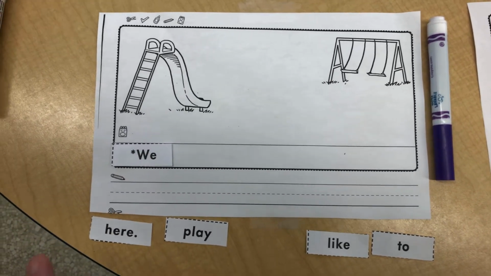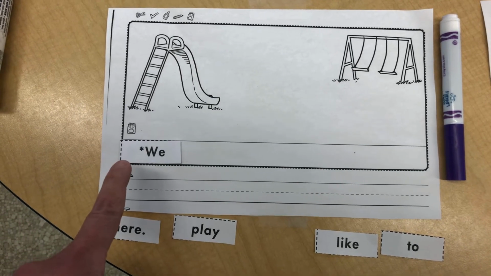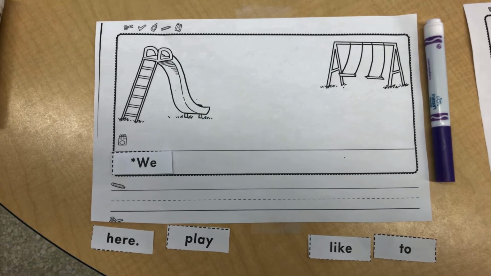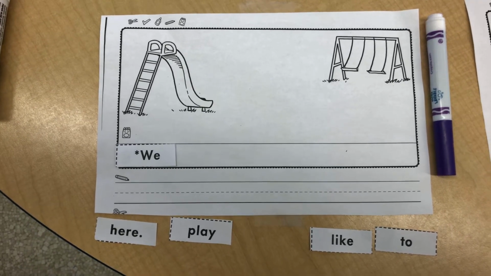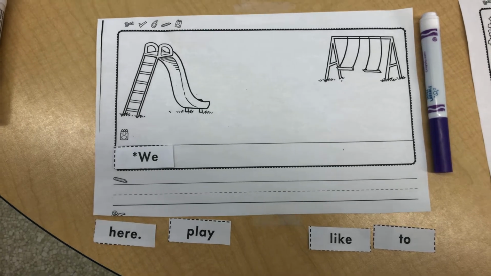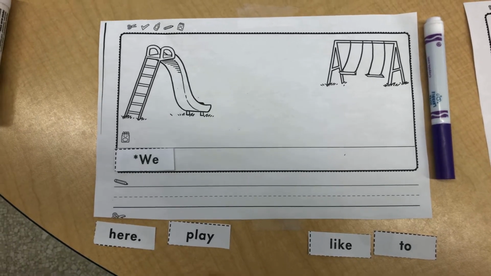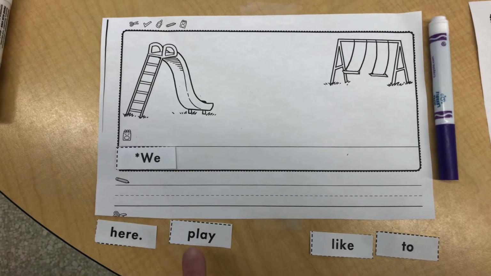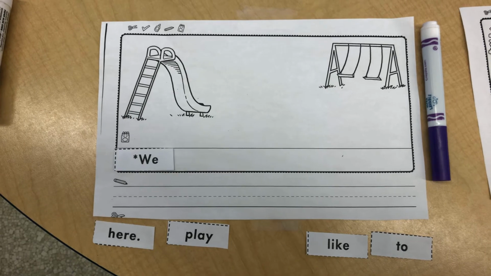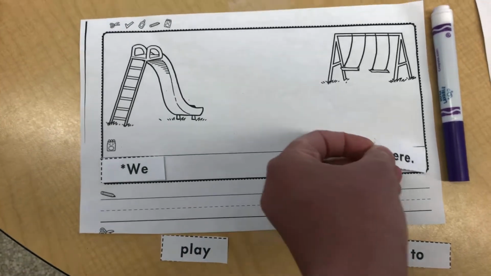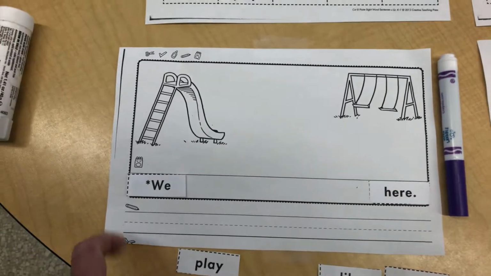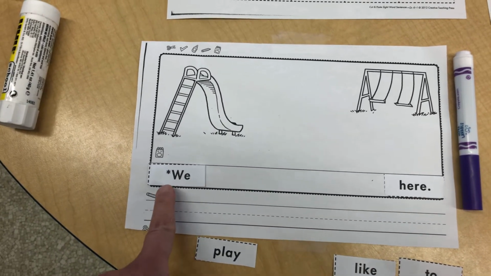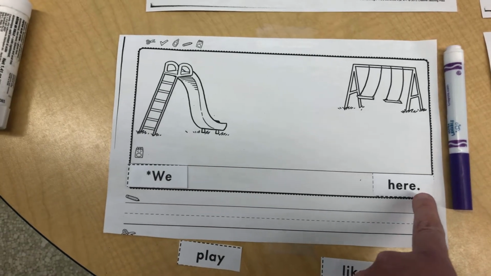Now, so we know uppercase for the beginning of a sentence, but at the end of a sentence, it always has to have punctuation. Now, punctuation can either be a period, an exclamation, or a question mark. Okay, it depends on the sentence. Now, in this case, which word has punctuation in it? Is it the word here, play, like, or to? Very good, here. So we're going to put that at the end of our sentence. So the word we is at the beginning and the word here is at the end because this is uppercase, capital, and this has punctuation, the period.